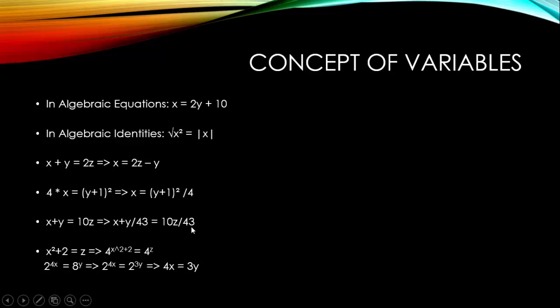You can take to the exponent or bring from the exponent as long as the base is the same. So x square plus 2 is equal to z, which gives 4 to the power of x square plus 2 is equal to 4 to the power of z. 2 to the power of 4x is equal to 8 to the power of y, which gives 2 to the power of 4x is equal to 2 to the power of 3y, which gives 4x is equal to 3y.